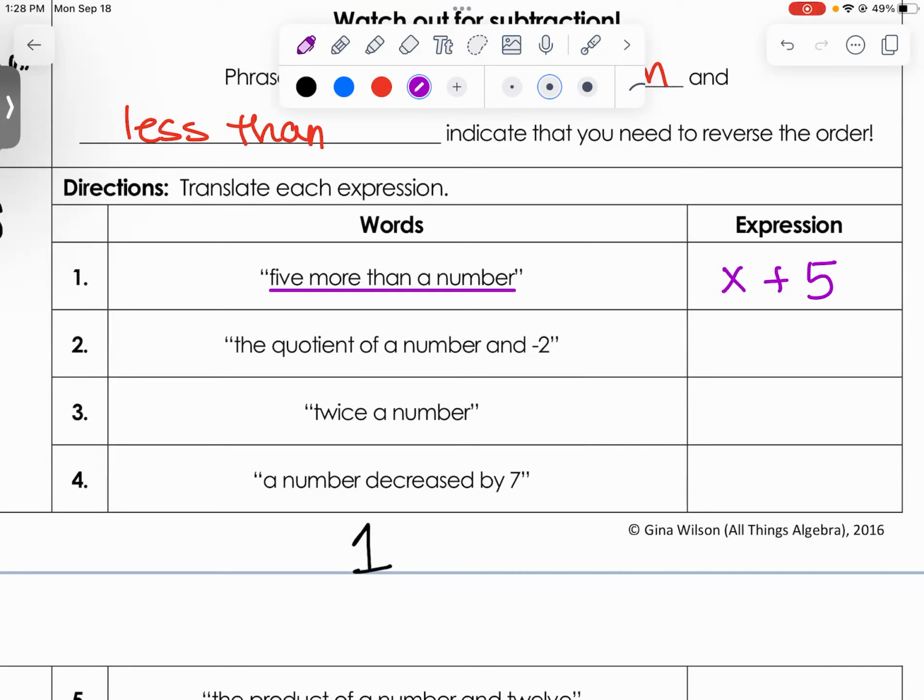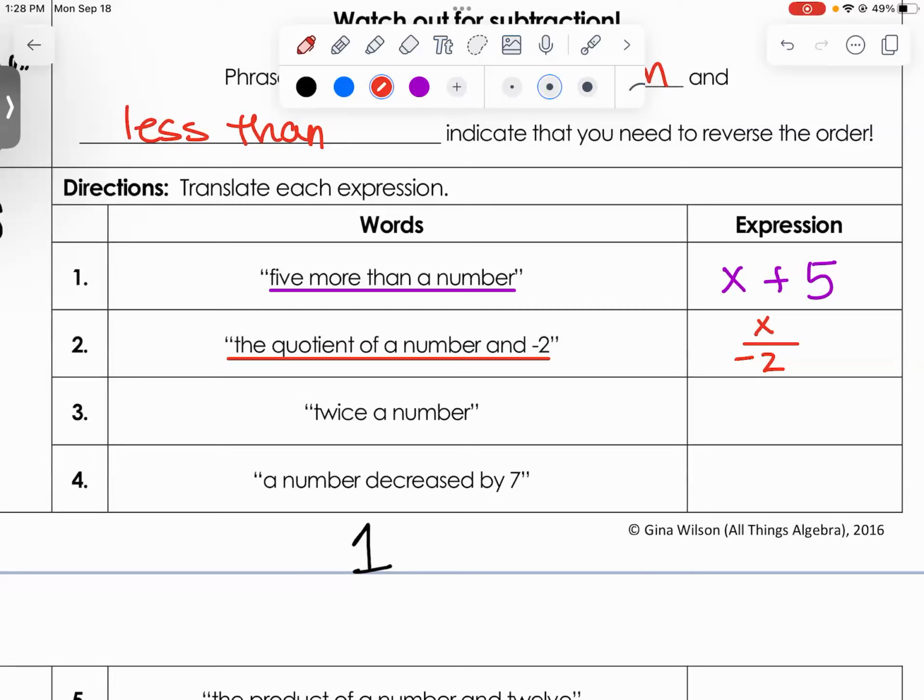Okay, so Peyton, what is number 2 meaning? It's division. Now, since we are going to be solving equations, we're going to put our big girl pants on, big boy pants on, and we are going to write division as a fraction. So the quotient of a number and -2, I want you to write like this: x over -2. This is good. This is going to help us as we move into solving equations.